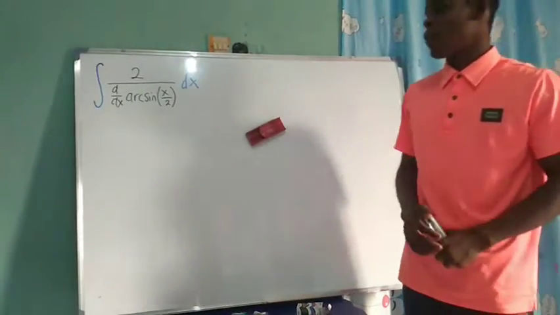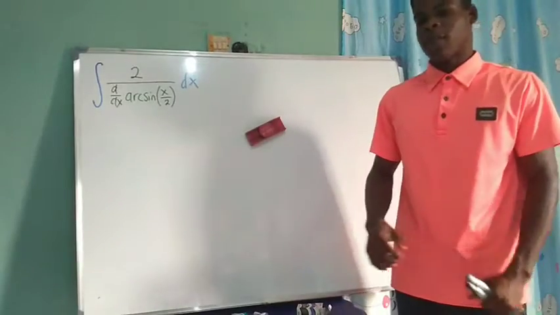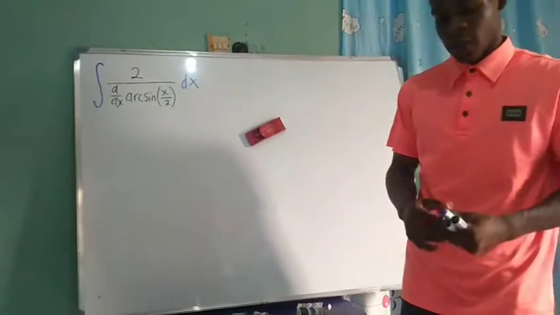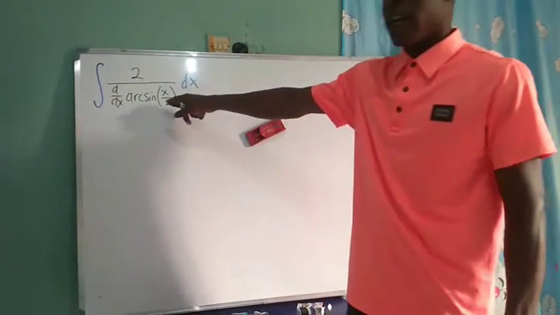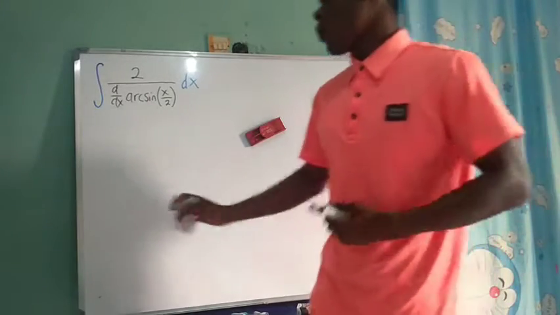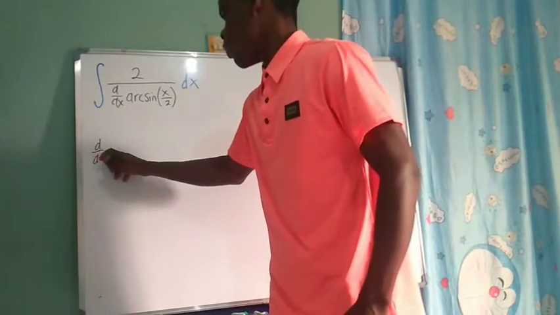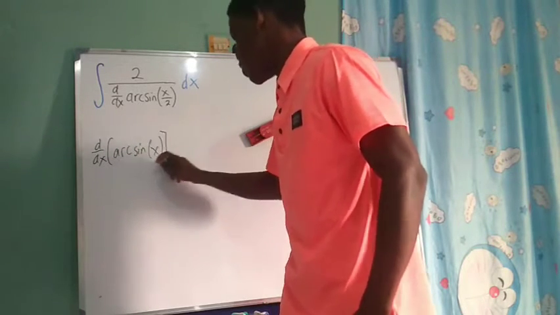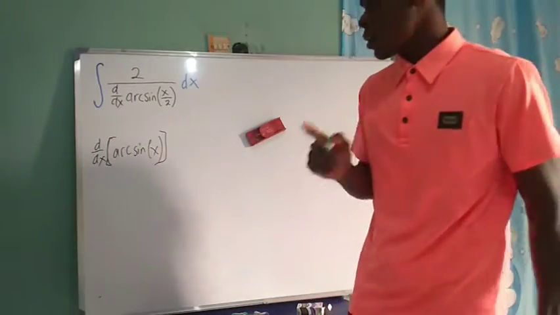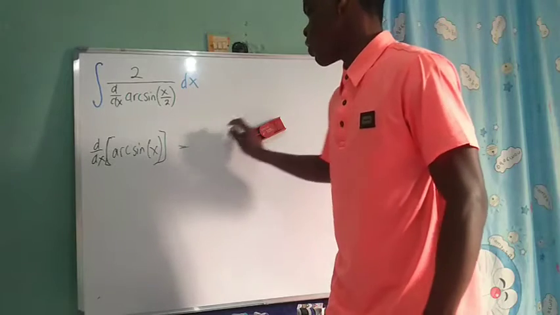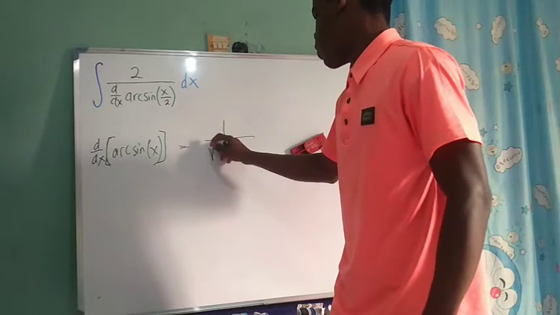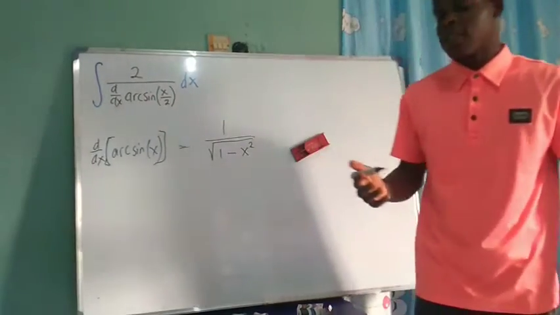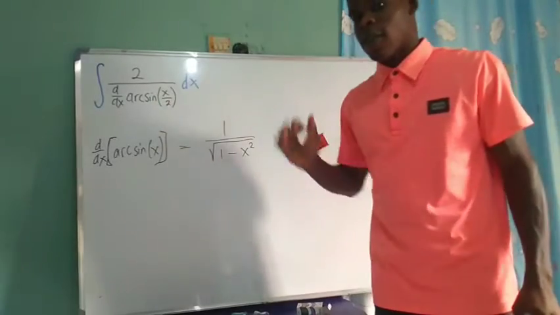Now right here in this video we'll be solving the integral of 2 over the derivative with respect to x of arcsine x over 2, or sine inverse of x over 2, with respect to x. First of all, you need to know what the derivative of the arcsine of x over 2 is. Now the derivative with respect to x of arcsine of x, the general case, when you evaluate this, gives us 1 over square root of 1 minus x squared. That is when the angle right here is just x. So in this case, I'm having x over 2.